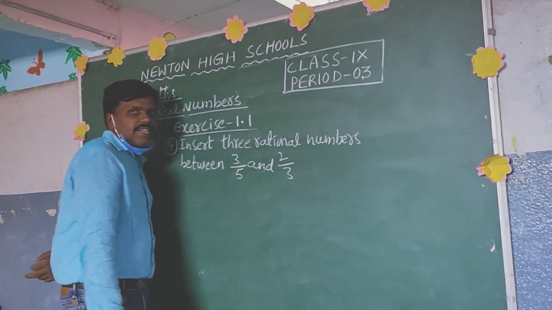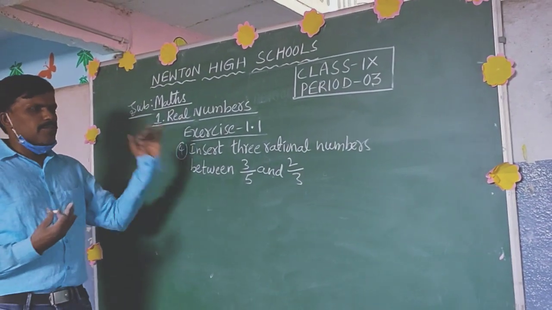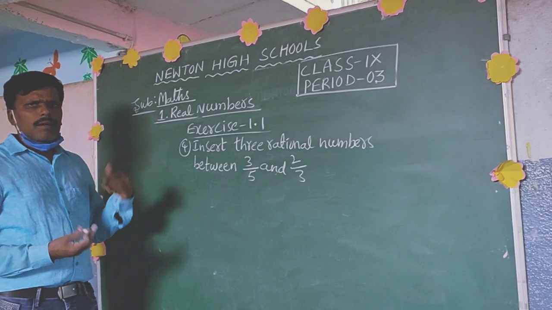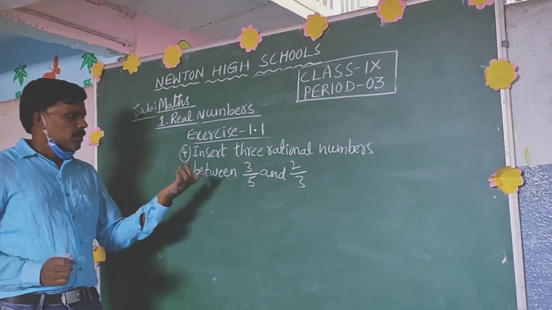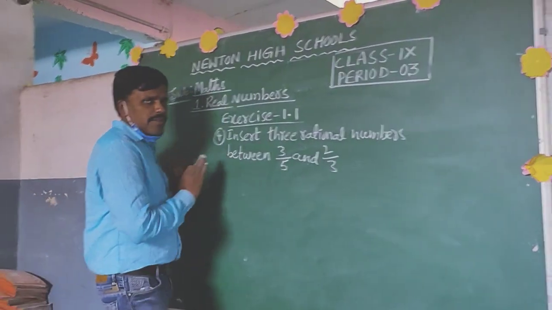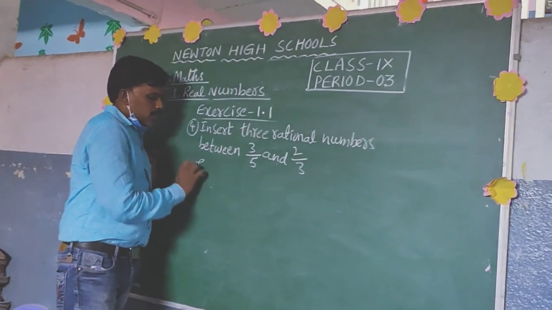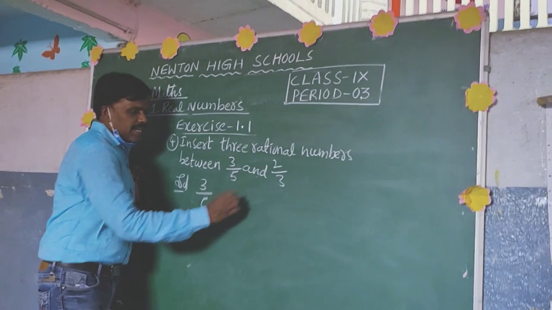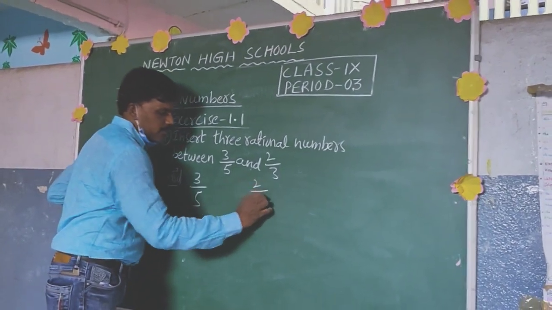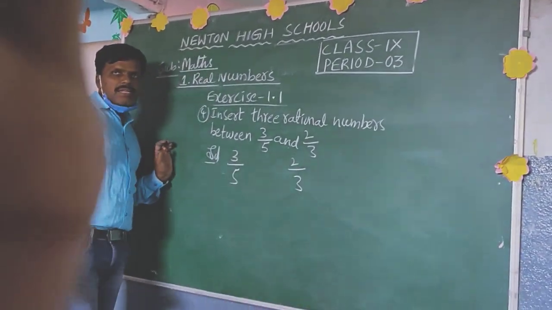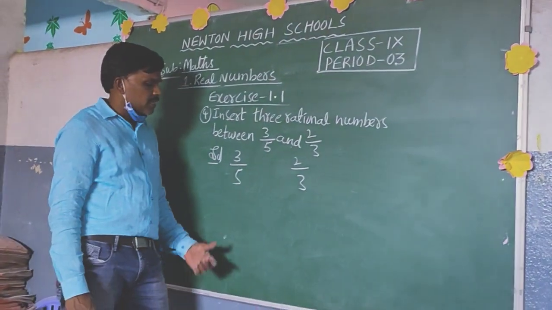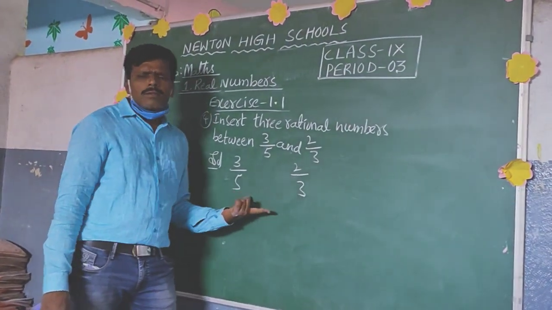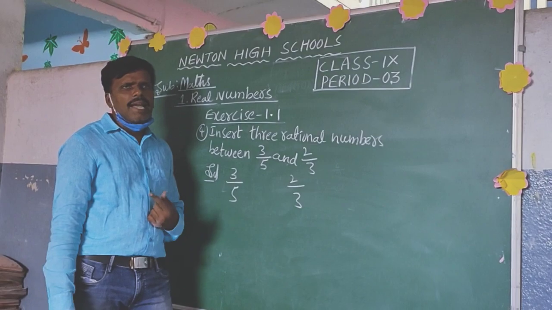It has not mentioned any method. We can either follow that mean method, or by equating the denominators we can find the required number of rational numbers. So what are the given two rational numbers? First one is 3 by 5 and second one is 2 by 3. Both are unlike fractions. How can we say they are unlike fractions? The denominators are different, so automatically we can say that they are unlike fractions.